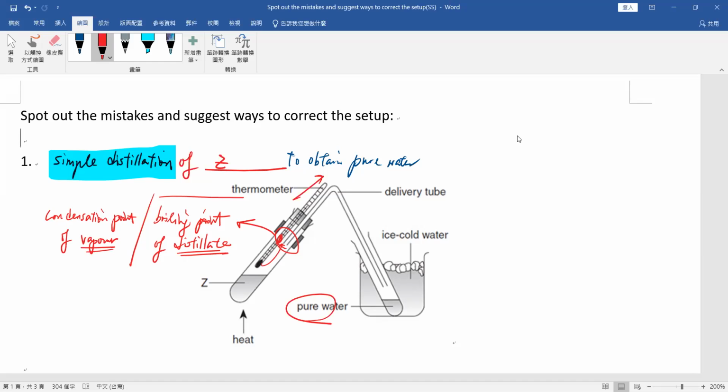So of course, I would prefer you to rewrite that, because it will match our purpose: checking whether or not you have collected the distillate that you want, which is pure water. Okay. What else? Just one mistake.